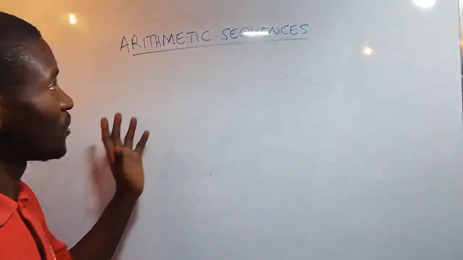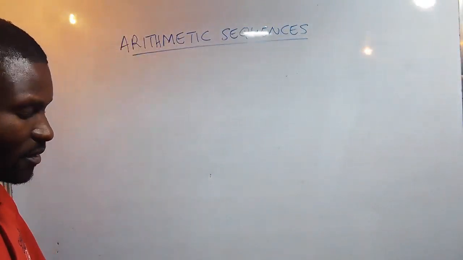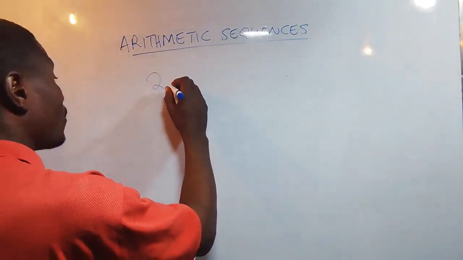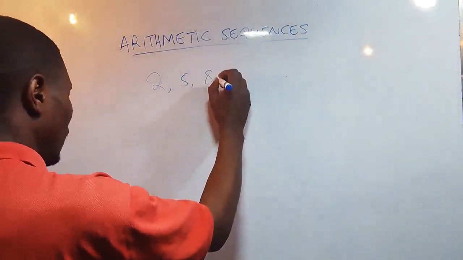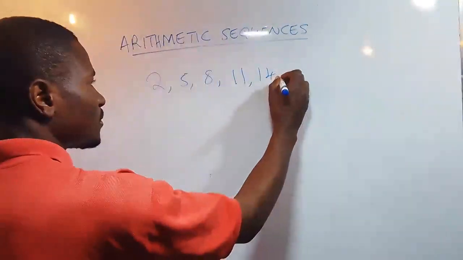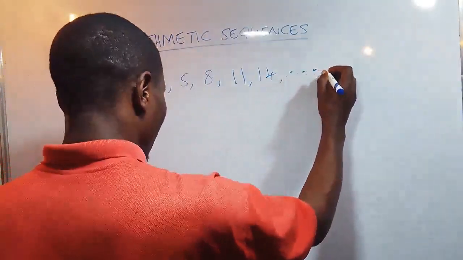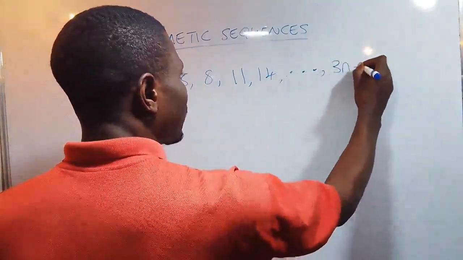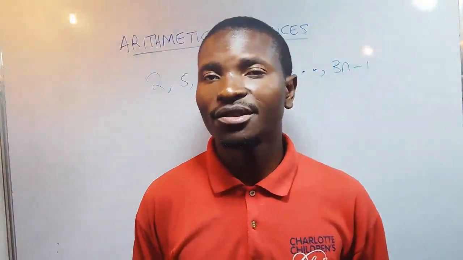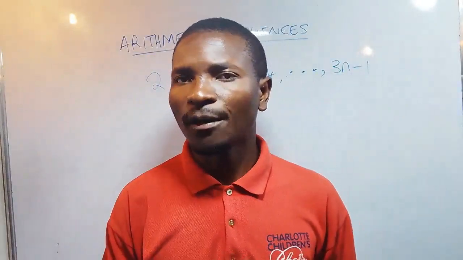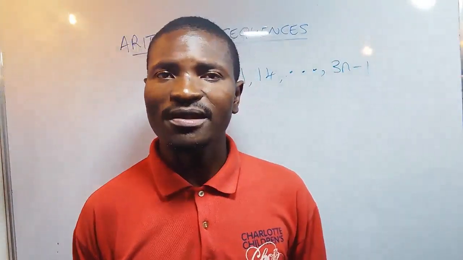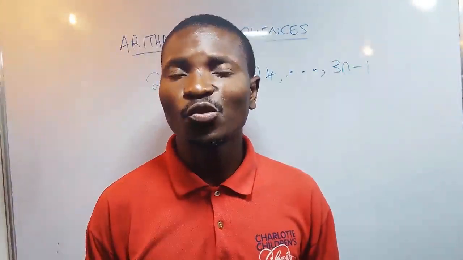So let's now jump into the main idea. If I have the sequence, for example, 2, 5, 8, 11, 14, and so on, then for example 3n minus 1. What you see on the board is an example of an arithmetic sequence. This arithmetic sequence has a property that we need to understand.